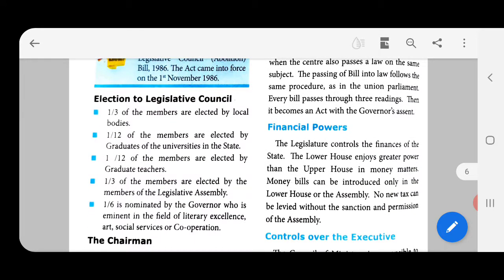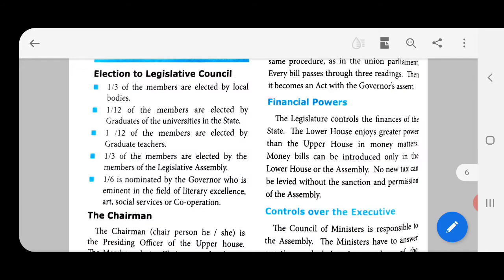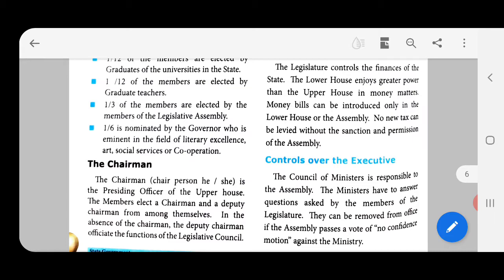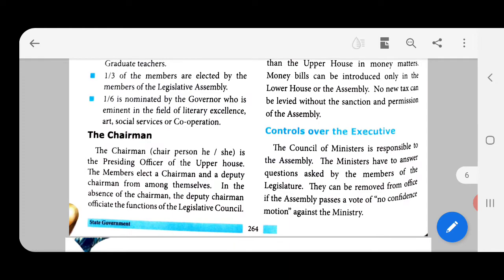1/3 of the members are elected by local bodies. 1/12 of the members are elected by graduates of the universities in the state. That means 1 out of 12 should be elected by graduates. 1/12 should be elected by graduate teachers. 1/3 of the members are elected by the members of the Legislative Assembly, which is the lower house. 1/6 is nominated by the governor, who is eminent, famous in the field of literary excellence, that is in terms of language, art, social service or cooperation.